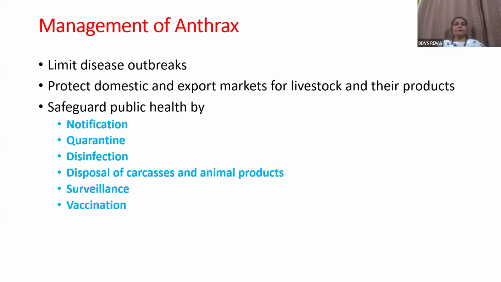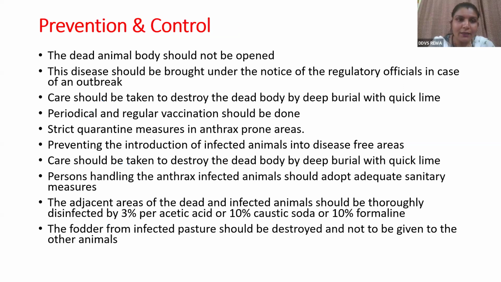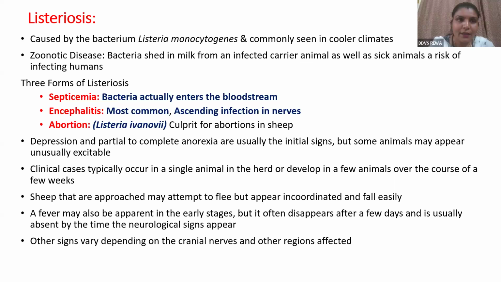Then management is very important. It is a zoonotic disease, so to safeguard our livestock and the public, there are certain things we have to consider, like notification, quarantine, disinfection, proper disposal, surveillance, and vaccination. There is prevention and control for anthrax.